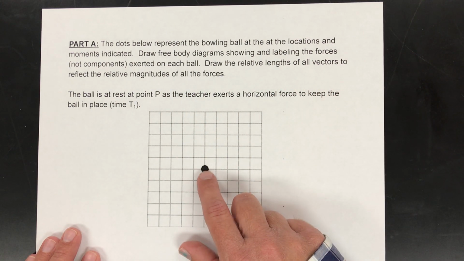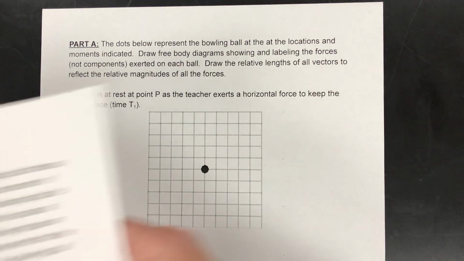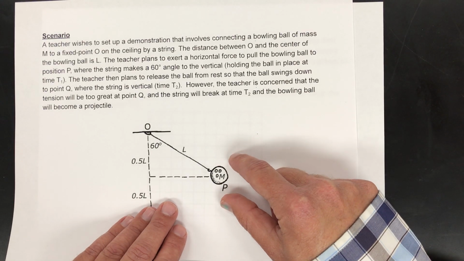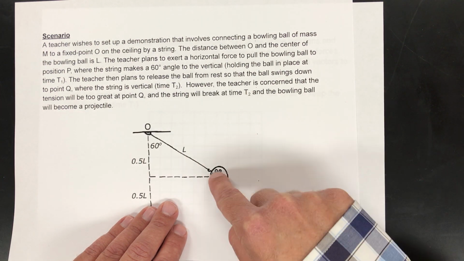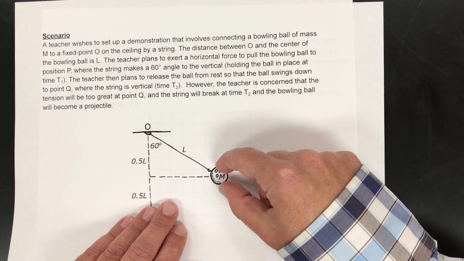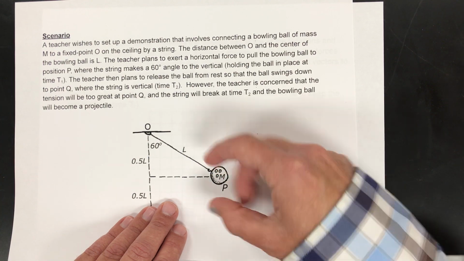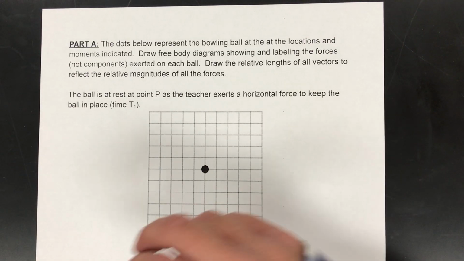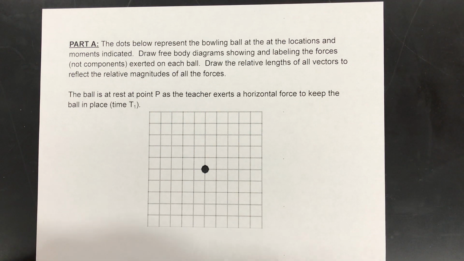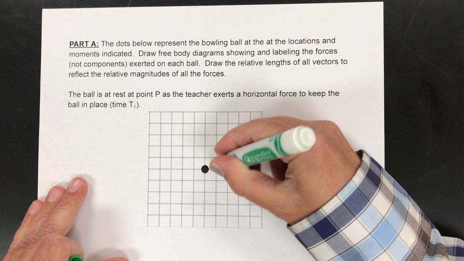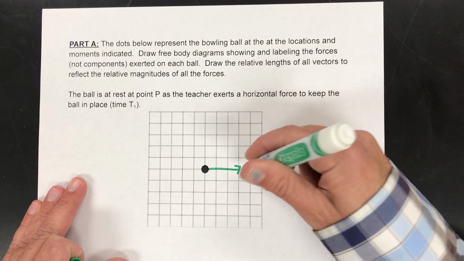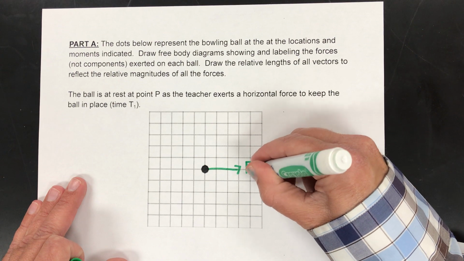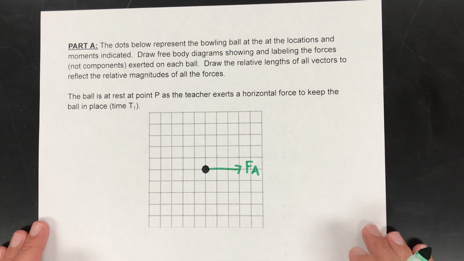So the ball is at rest at point P. So again, that is right here when we're holding it there. So we can clearly see we're going to have tension because of the string and gravity because we're on Earth, and the teacher is pulling the ball back this way here. It says the teacher exerts a horizontal force on it. So let me draw some forces here. So 1, 2, 3. I'm going to draw this one to the side, and I'm going to call this FA. This is the applied force from the teacher.